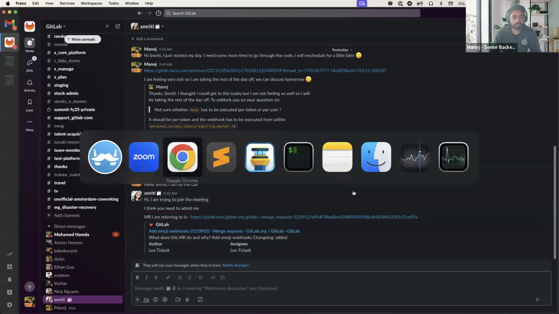My name is Manoj. I'm today with Smriti, who is a backend engineer in the authorization team, and we will be discussing webhooks for expiring access tokens. It is a new feature that we want to build. All right. Maybe I'll share my screen, and then we can go further.